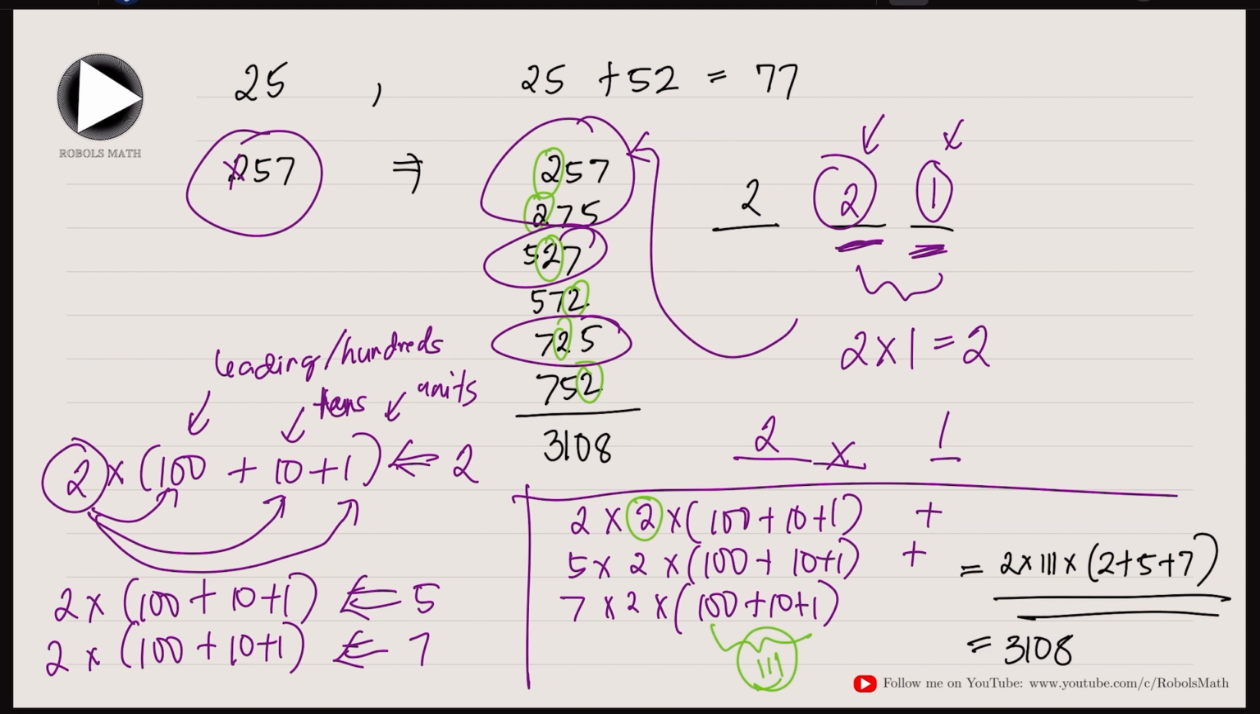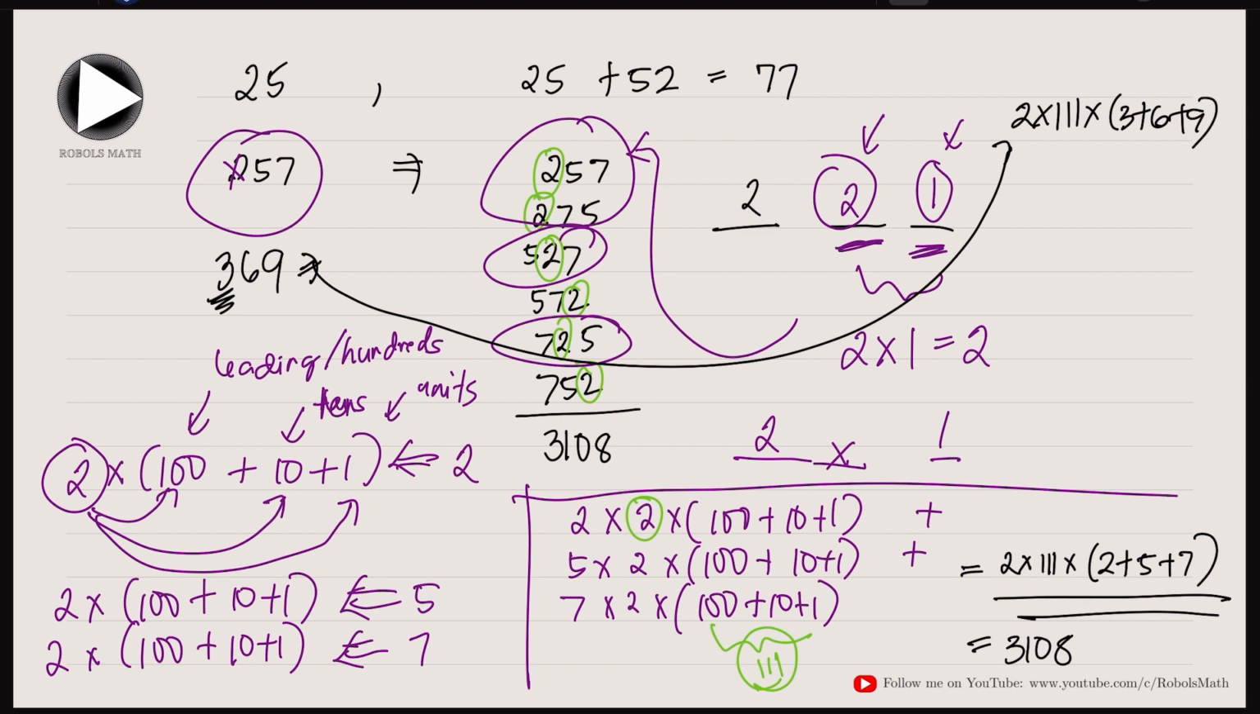So it doesn't matter actually if the digits here are 3, 6, and 9, because for each digit, they have two possible positions. So the formula for this one, for 369, would be 2 times 111 times 3 plus 6 plus 9. Okay? You understand? Now, this is quite a simple case, and this can get more complicated if, for example, we have repeating digits in the possible permutations, and also if we have zeros in that pool as well.